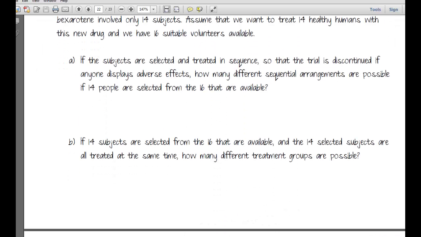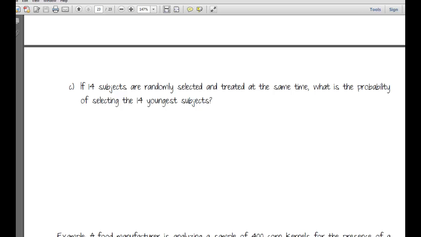All right, part C. If 14 subjects are randomly selected and treated at the same time, what is the probability of selecting the 14 youngest subjects? Okay, how would we calculate that probability?